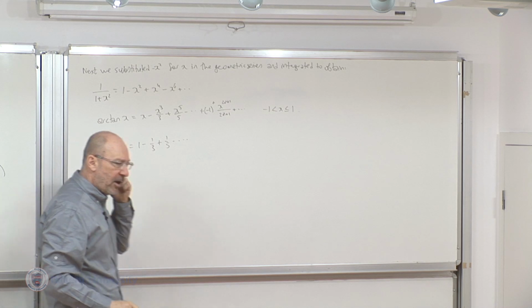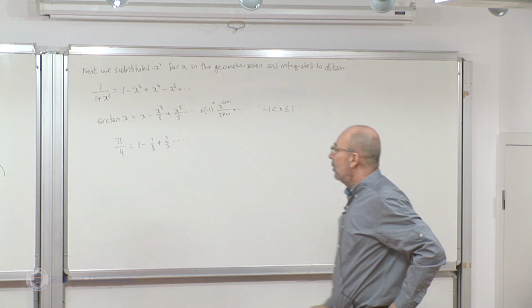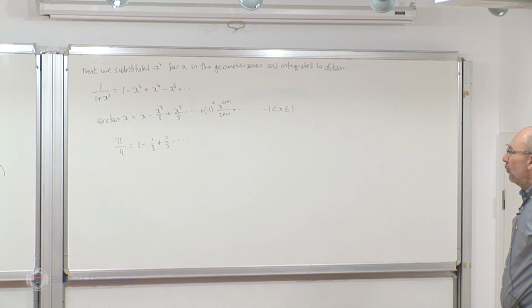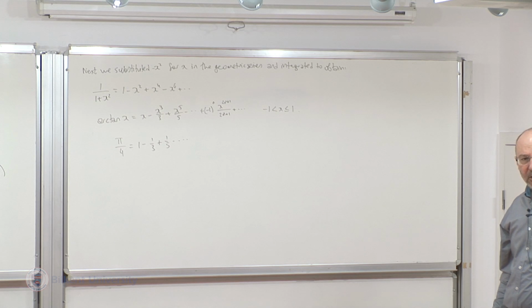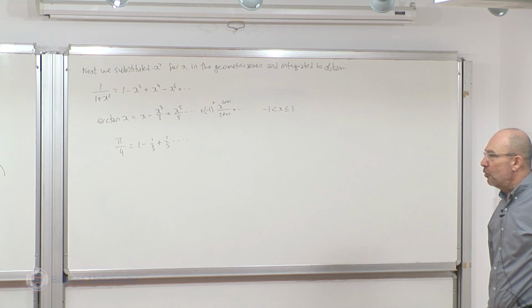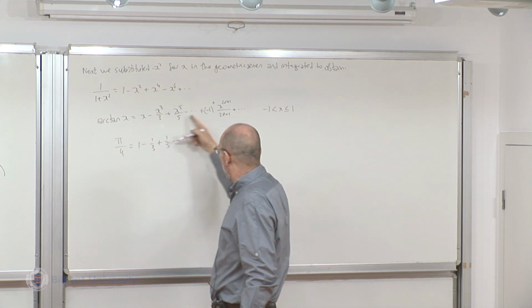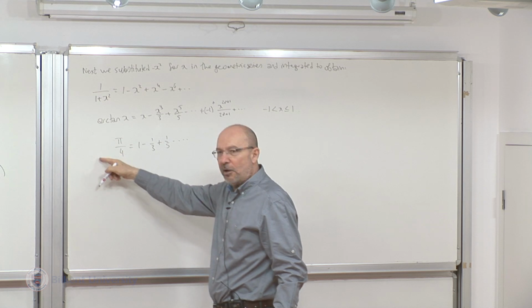So for example, if you put something for x, what is the tangent of pi over 6? That's 1 over square root 3, right? So if you put 1 over square root 3 here, you will have pi over 6.